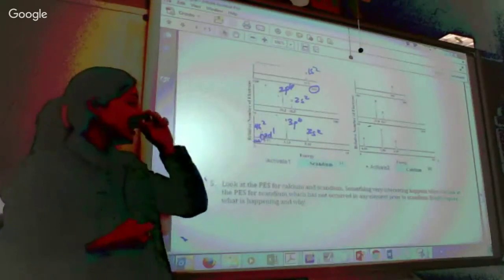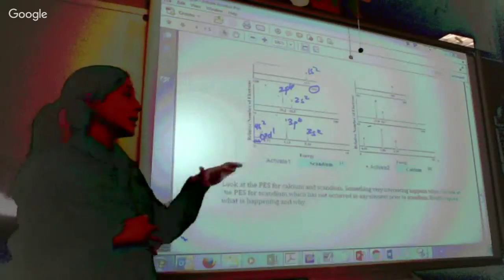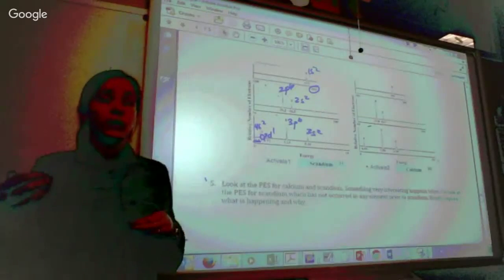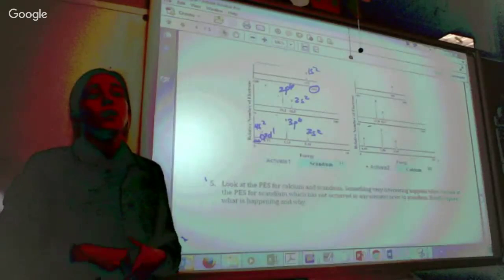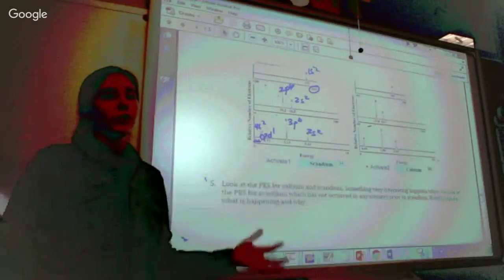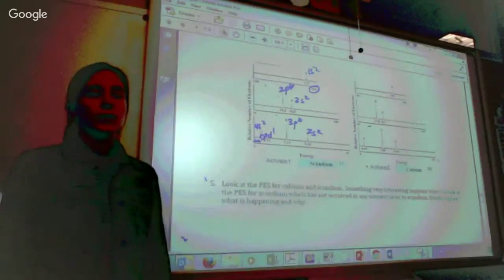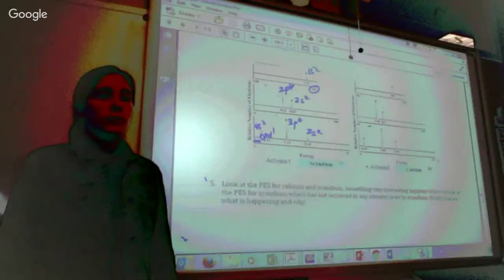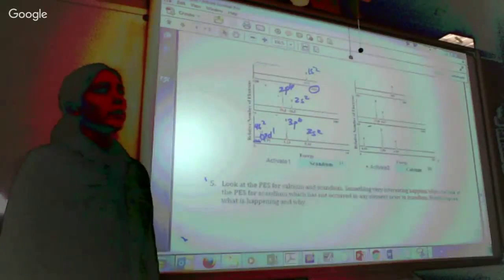Remember, my 3d is closer to the nucleus than 4s. So removing the electrons takes more energy. And understanding that concept could for sure be something that came up on the AP test. Correct.